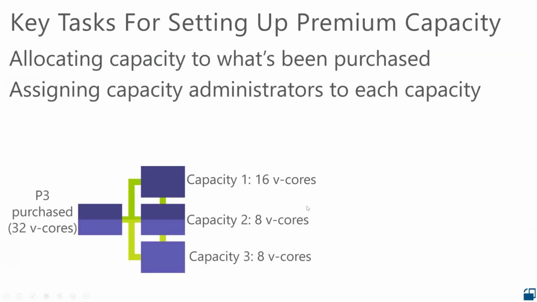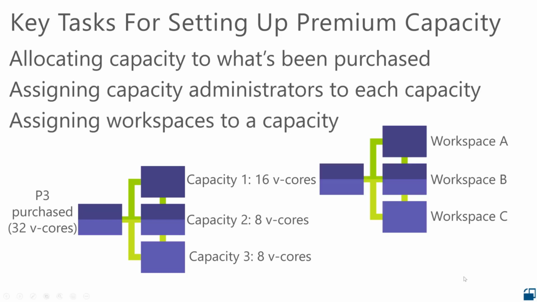So when you buy Premium capacity, let's say we bought 32 vCores, that's a P3. I don't actually have to set them up in the Power BI service the exact same way. So let's say I defined 3 different capacities. They all add up to the 32. And then I assign workspaces to each of the capacities. So the features that I need only apply to the workspaces that have been assigned to a capacity.